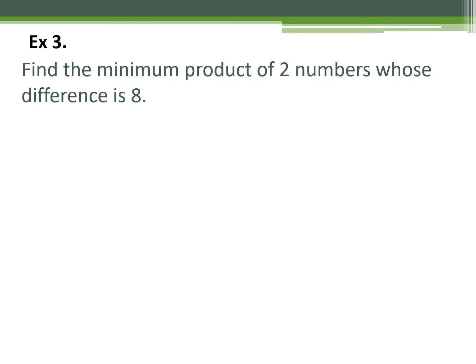Our next one, find the minimum product of two numbers whose difference is 8. So you have to know what product means. Product means multiply. Difference means subtract. So we want two numbers. Let's call them x and y. And we'll use p for product. So p equals x times y. And I also know that the difference is 8. So I know that x minus y equals 8.